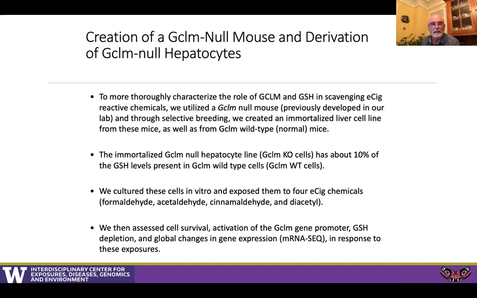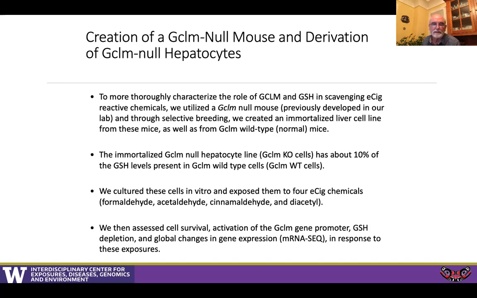So in our project, we decided to approach this through a genetic approach, and to more thoroughly characterize the role of GCLM in glutathione synthesis and scavenging e-cig reactive chemicals. We utilized a GCLM mouse model that was previously developed in our lab, where the animals are deficient in GCLM. And through selective breeding of those mice, we created an immortalized liver cell line from these GCLM knockout mice, as well as from GCLM wild type normal mice.